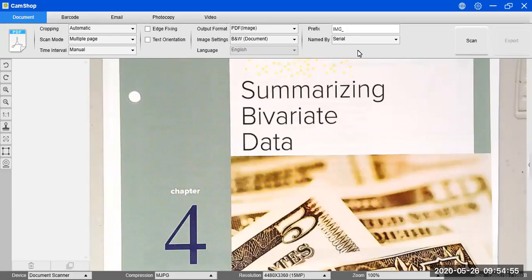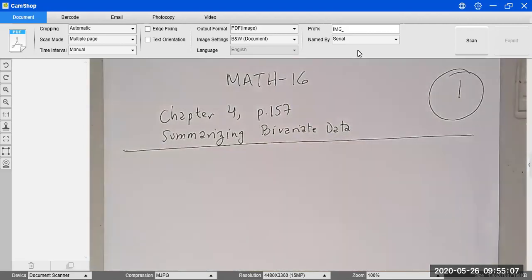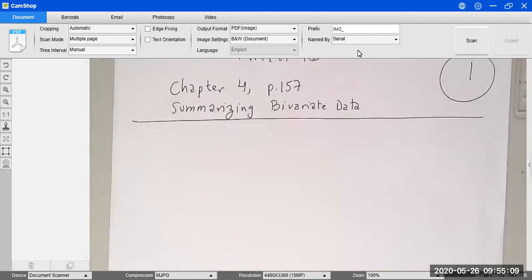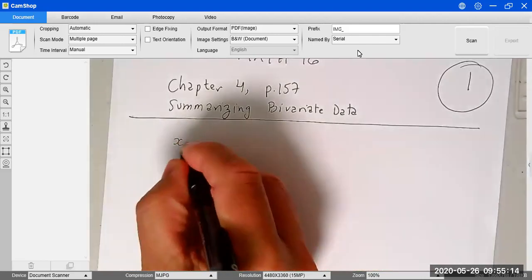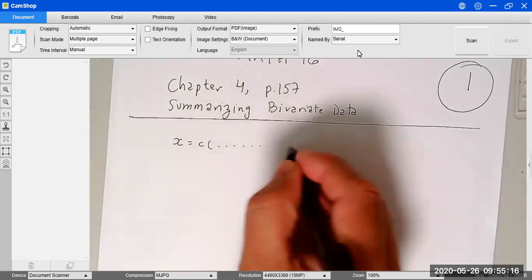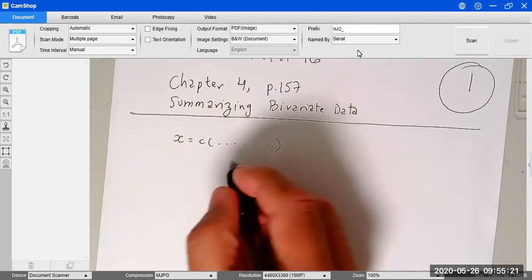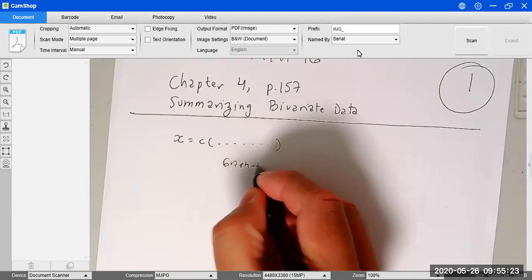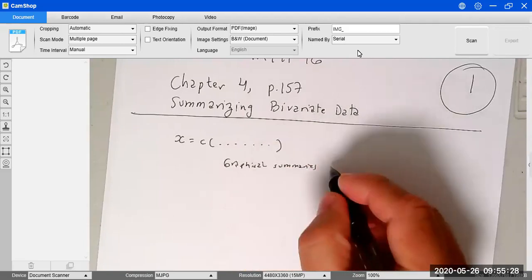We start today chapter 4 on page 157 about summarizing bivariate data. So in the last three chapters we were dealing mostly with data sets with one variable. In one variable, for example, we were dealing with a collection of values, and then we were able to get graphical summaries for univariate data like this one.